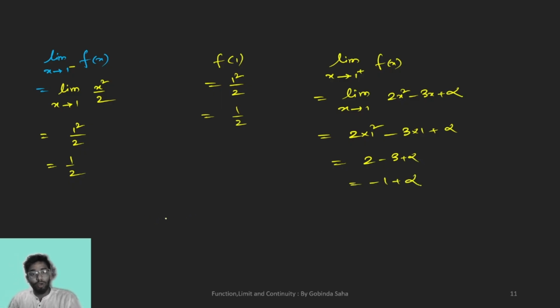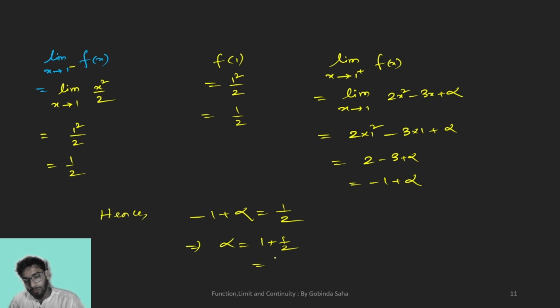Since the function is continuous, all the values should be equal. So you can write, hence, minus 1 plus alpha should be equal to half also. All the values are equal. Then alpha is nothing but 1 plus half, which gives 3 by 2.